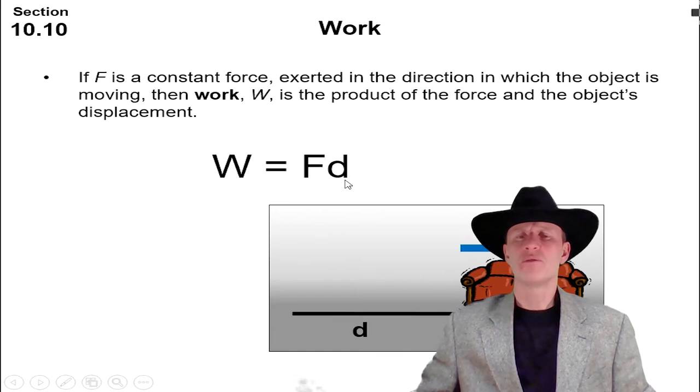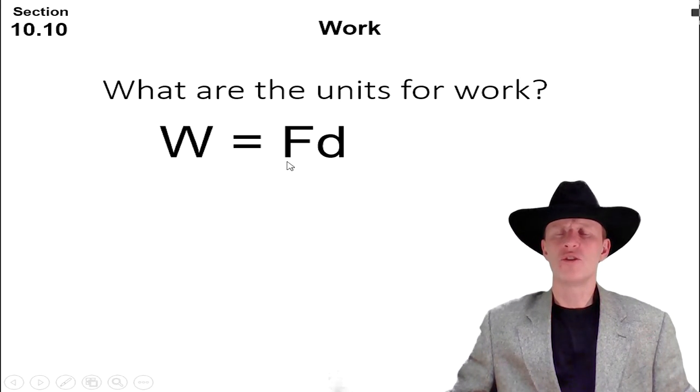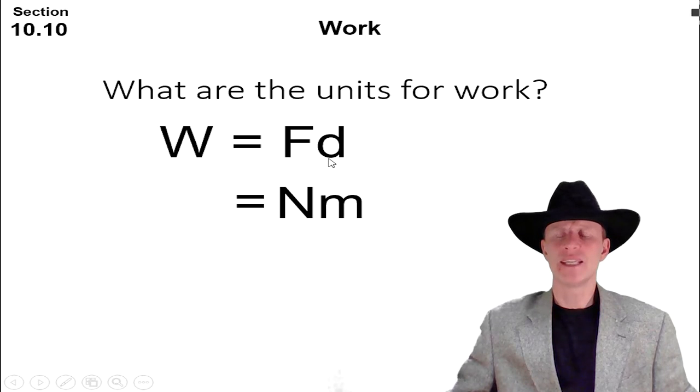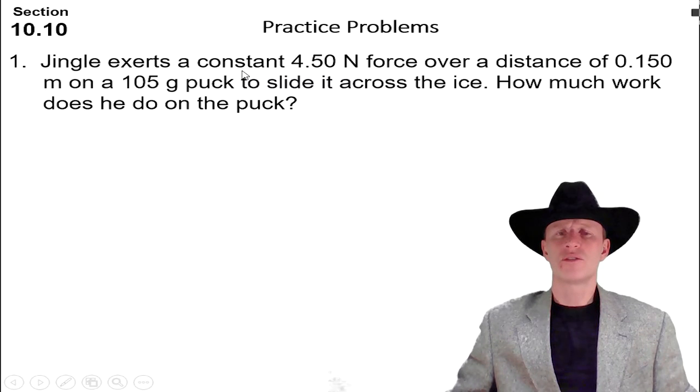Now, if we were to find the units for work, we could substitute a newton for F, and we could substitute an m, a meter, for d, and this is defined to be a J, which is a joule.